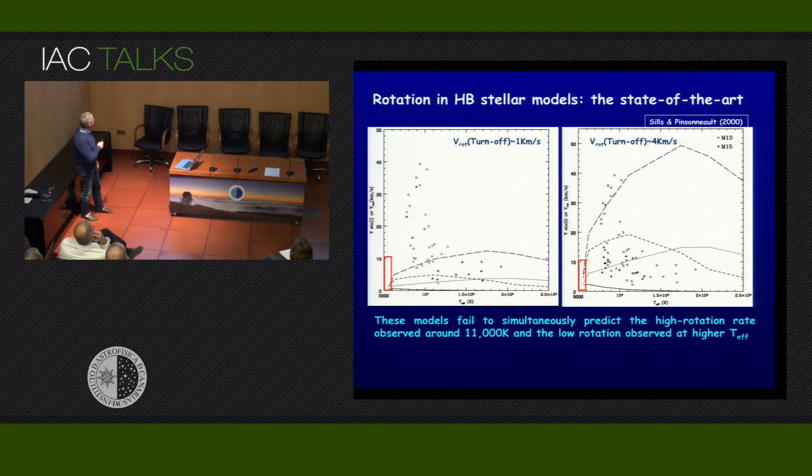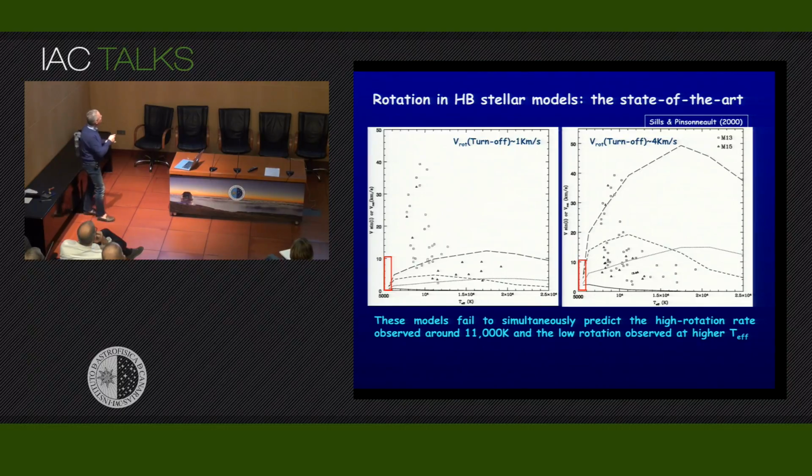These are the same empirical data, rotational velocity as a function of effective temperature for some globular clusters, and you can see the lines correspond to different rotational stellar models, for different assumptions about the conservation of angular momentum, and you can see that if you want to reproduce the low velocity of hot horizontal branch stars, you are not able to reproduce the high velocity of cool stars.